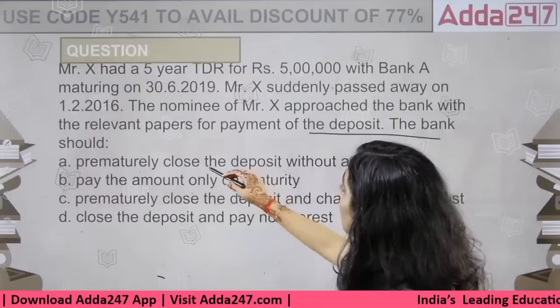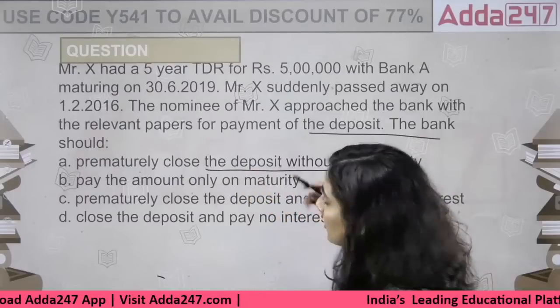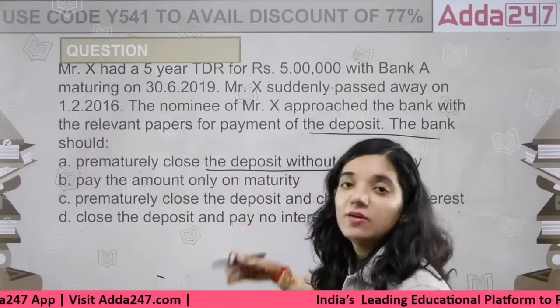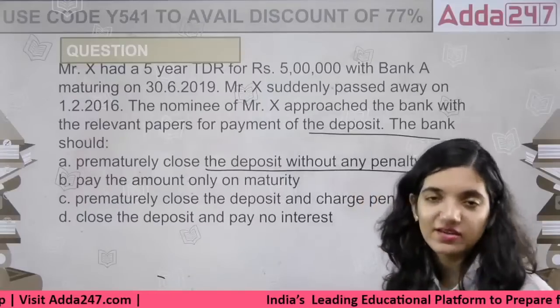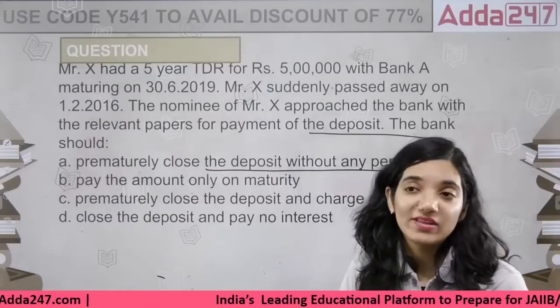Prematurely close the account of that particular person without the penalty, because the person is dead. Technically, the person is deceased. So what will we do with his account?